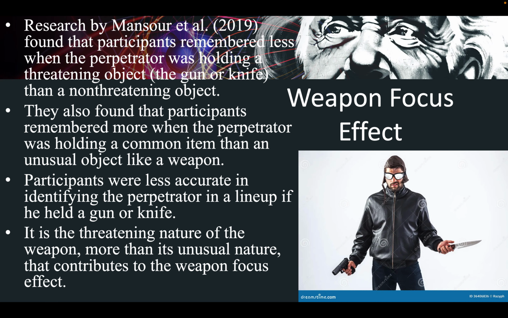Research by Mansour et al. in 2019 found that participants remembered less when the perpetrator was holding a threatening object, the gun or a knife, than a non-threatening object. They also found that participants remembered more when the perpetrator was holding a common item than an unusual object like a weapon. Participants were less accurate in identifying the perpetrator in a lineup if he held a gun or knife. It is the threatening nature of the weapon more than its unusual nature that contributes to the weapon focus effect.